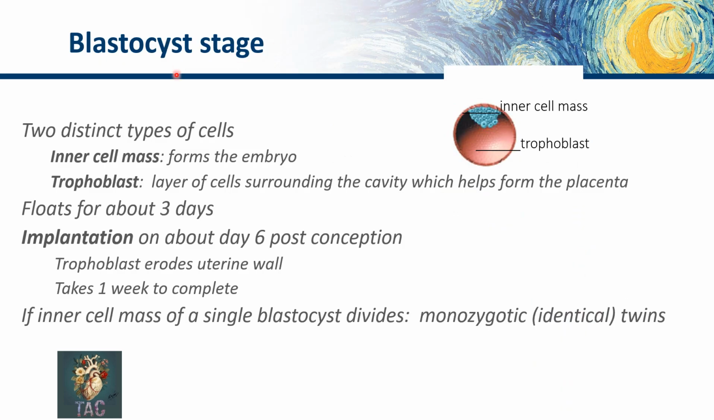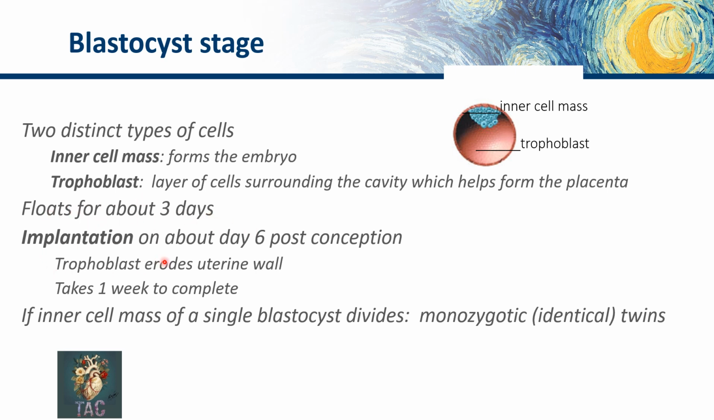So at the blastocyst stage, two distinct types of cells are present. The inner cell mass forming the embryo. Here you can see the inner cell mass which is forming the embryo, and the trophoblast layer, the outer cell mass, the layer of cells surrounding the cavity which helps form the placenta. Here these are the trophoblastic cells which surround the blastocystic cavity. At this stage the blastocyst floats in the uterine cavity for 3 days.